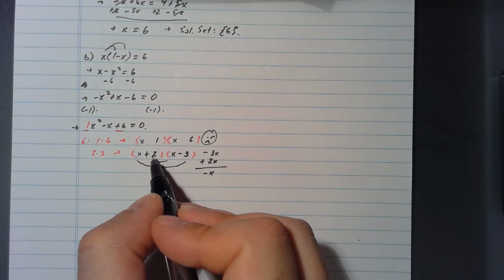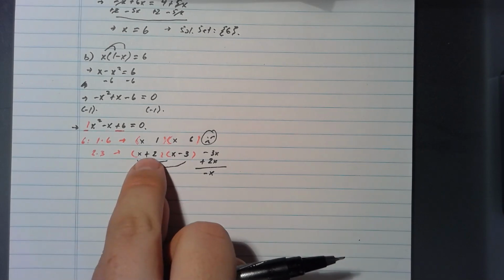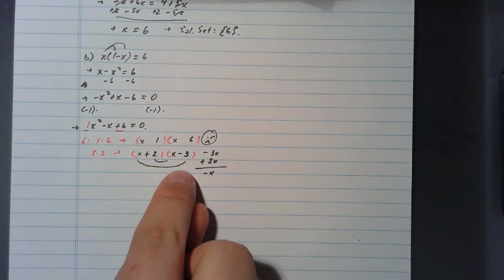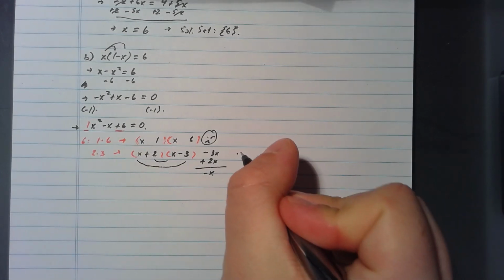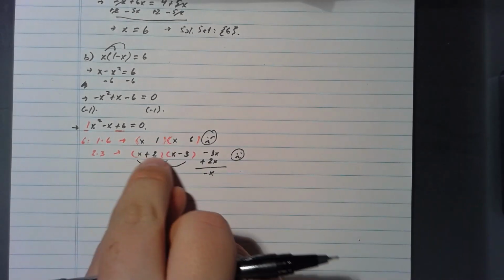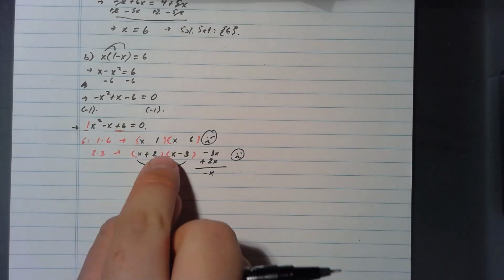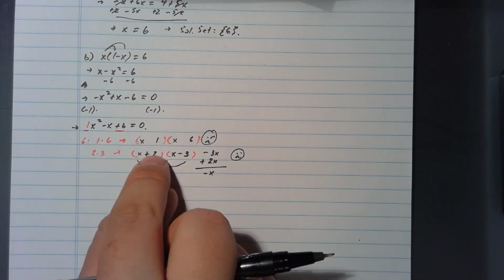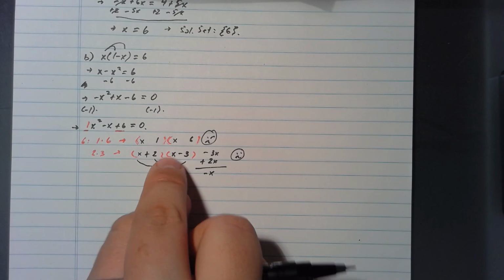And this combination isn't going to work either, because if I do 2 times negative 3, I don't get negative. I have positive 6 here. So this means this doesn't work either. I'm close. The middle term gives me negative x, but the last term doesn't give me negative 6. I have positive 6. So this doesn't factor.